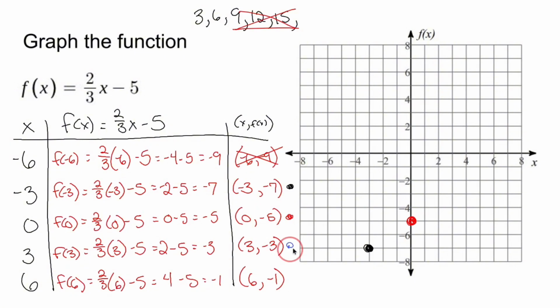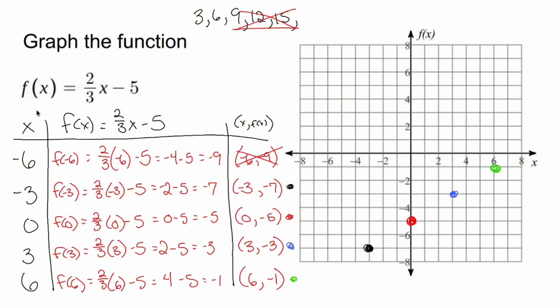Put a dot there. 3, -3 means start at 0, 0. Go right 3, down 3. Right 1, 2, 3, down 1, 2, 3. Put a dot there. And last but not least, we have 6, -1. So that's right 6 down 1, right 1, 2, 3, 4, 5, 6 down 1. There you have it. Now, what I have are 4 dots that appear to be in a straight line.